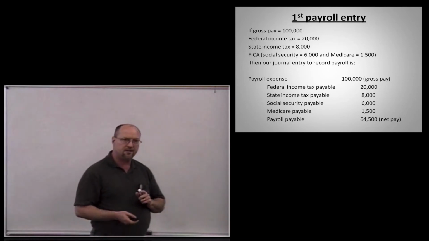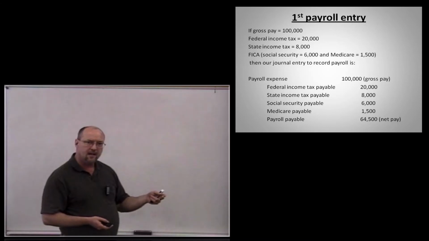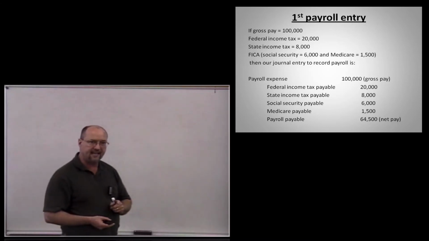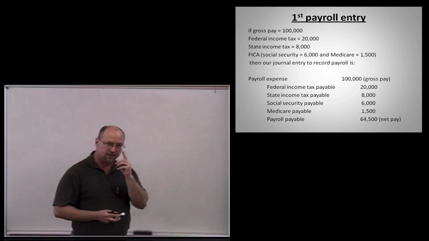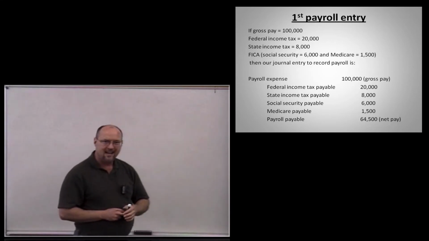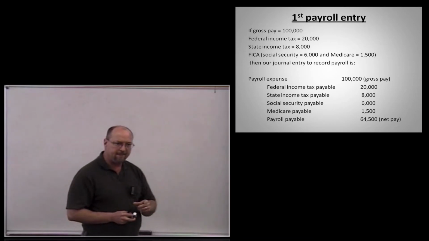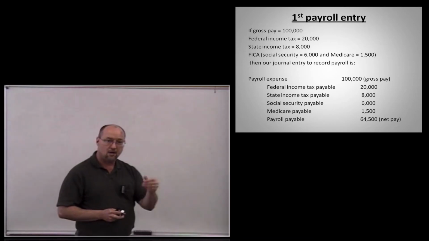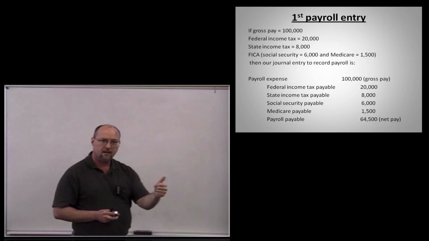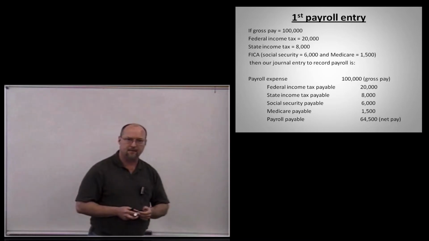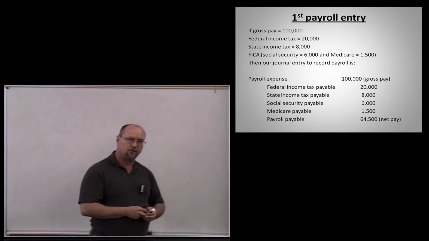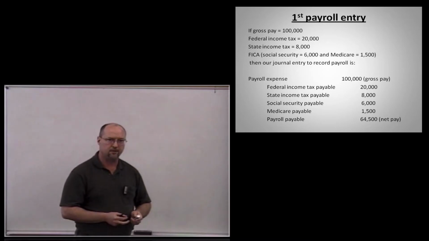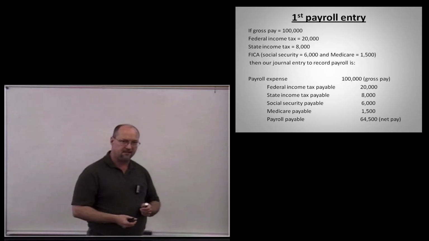In addition to this journal entry, we have the second journal entry for the employer's payroll taxes. The employer has 4 payroll taxes, and you need to know these. First, they have to match every single one of their employees' Social Security contribution and Medicare contribution. Okay, so Walmart, for example, has over 1 million employees. For all 1 million employees, they match each and every one of their Social Security and Medicare contributions. You pay half, the employer pays half.